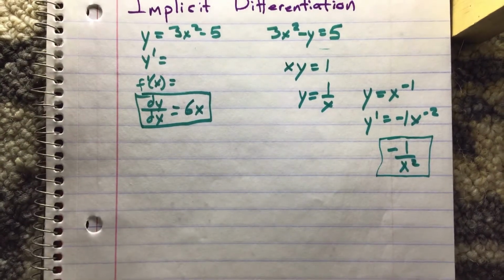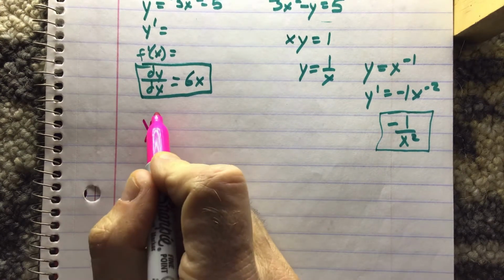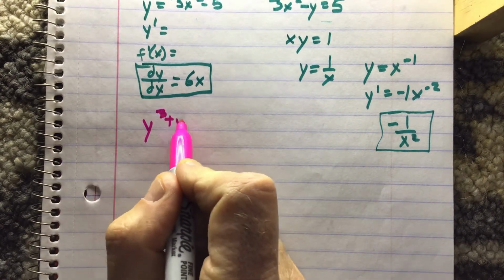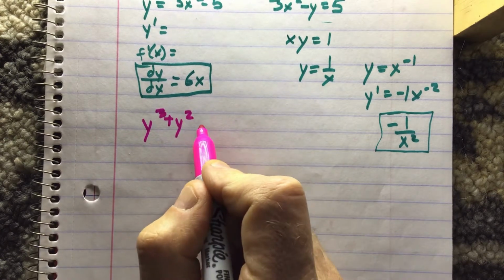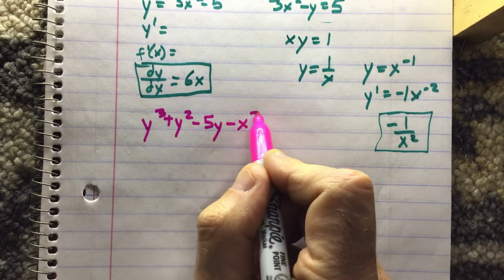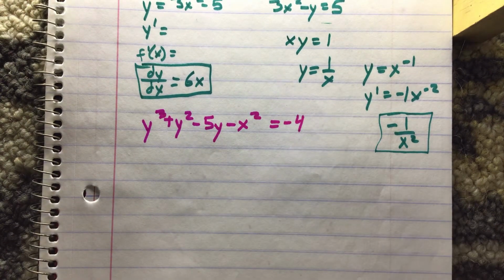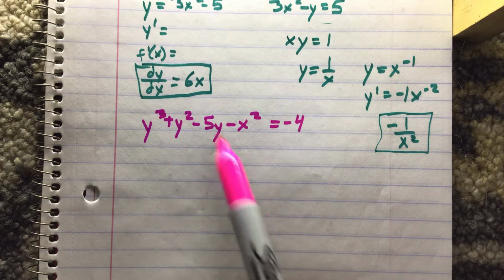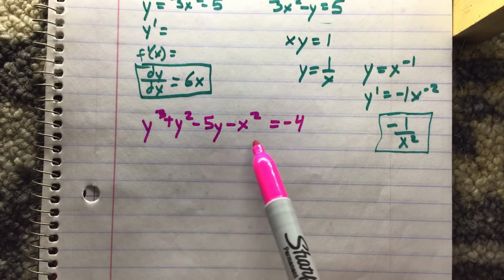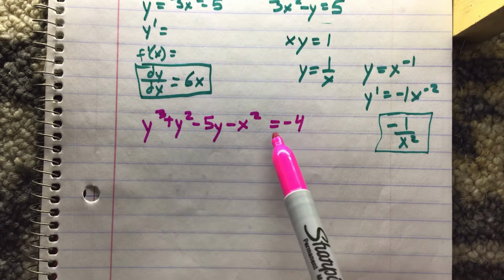So what I want to focus on is a function that you can't easily convert to an explicit function. So if you had something like y to the third plus y squared minus 5y minus x squared equals negative 4. Okay, so it's a function. It has x's and it has y's and it has inputs and it has outputs, and you can graph this function. You could put it into Desmos and see what it looks like.